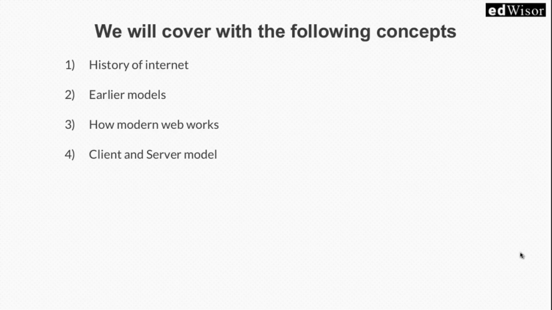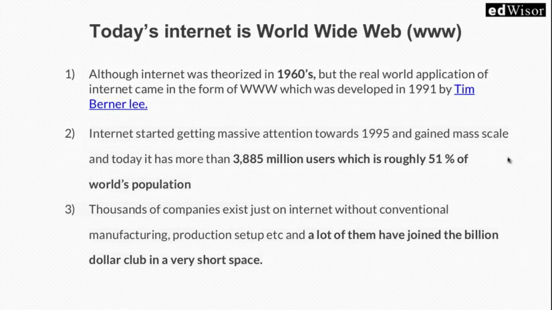Let's start with the first topic. The first bit is about the history of internet. Although internet was theorized in the 1960s, the real world application of internet came in 1991. It was developed by a person called Tim Berners-Lee. I would strongly recommend that you go to his Wikipedia page and learn about him. He's one of the living legends we have. That's where the story began.